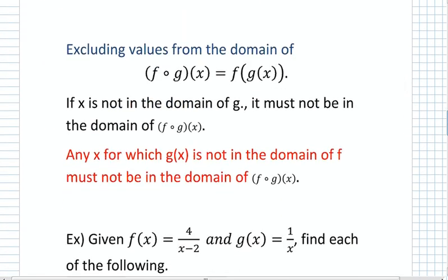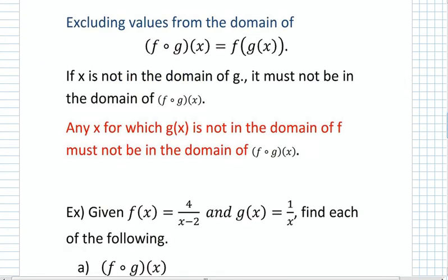Then moving right along. So now we're talking about the domain of f of g of x. And remember, in our previous section, we talked about things that affect domain, like fractions and square roots. Those are the only two things that affect it. If it's not one of those two, then it's all real numbers. Well, to find the domain of f of g of x, you have to also consider the domain of g and the domain of f. And if something does not occur in the domain of g or the domain of f, it does not occur in the domain of f of g of x.